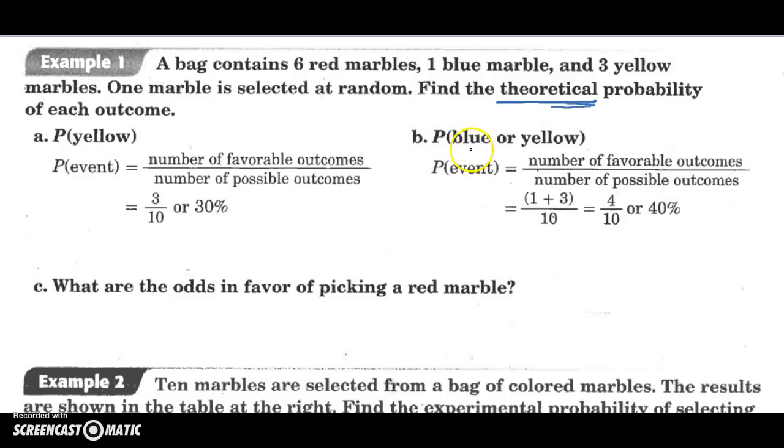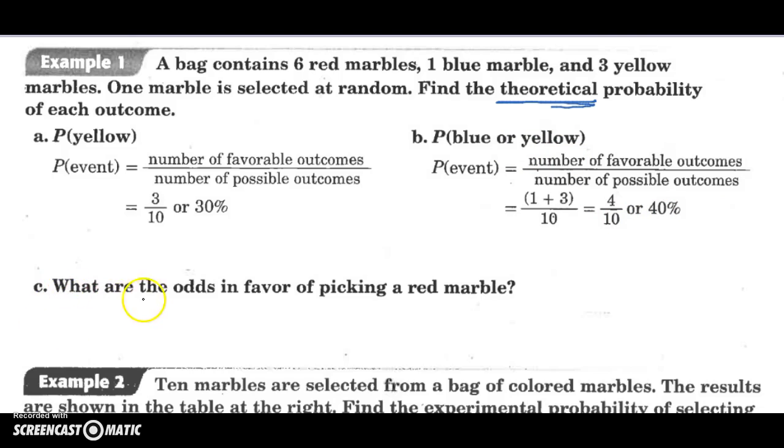Example B wants us to compare blue or yellow. Now there's only 1 blue and there's 3 yellows. So 1 plus 3 is 4. So 4 marbles are winners, are favorable. 4 of them are blue or yellow, and we still have 10 in our bag. So that's a 40% chance.